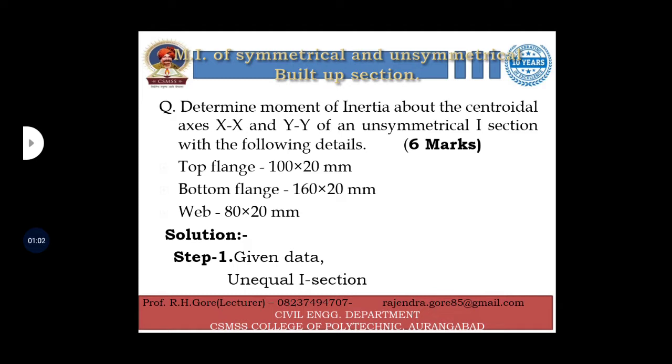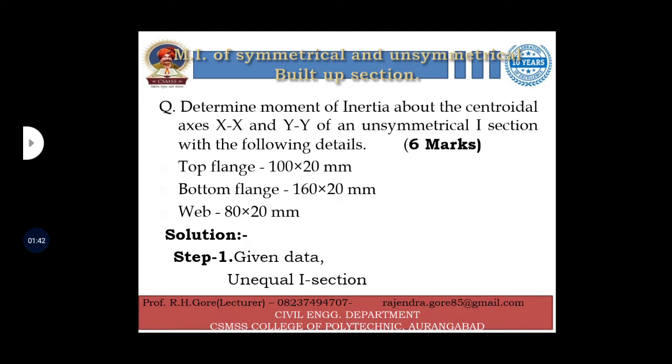Determine the moment of inertia of centroidal axis xx and yy of an unsymmetrical I sections with the following details. The top flange is 100 by 20 mm, bottom flange is 160 by 20 mm, and web is 80 by 20 mm. So these are the given dimensions of unsymmetrical I sections, and we have to find out the moment of inertia of these I sections with horizontal and vertical, that is xx and yy axis.